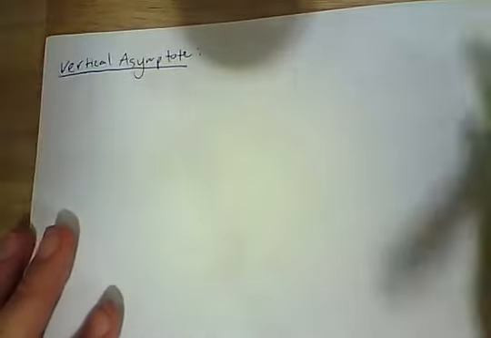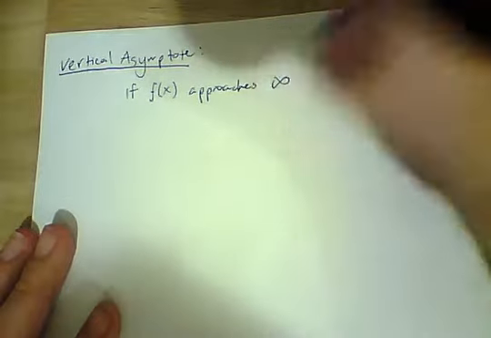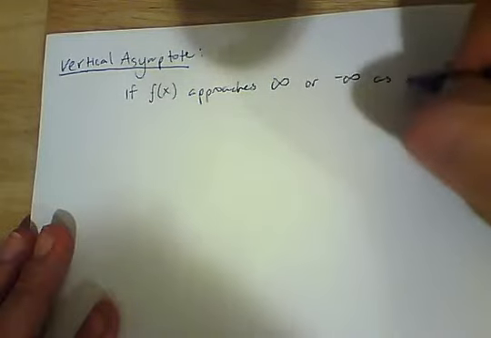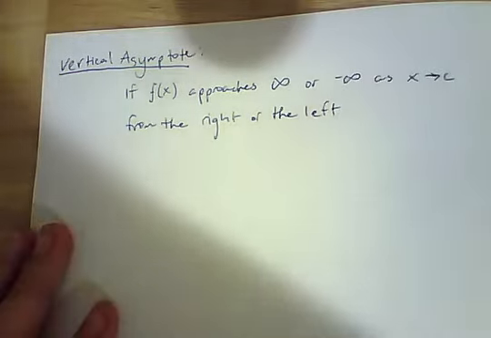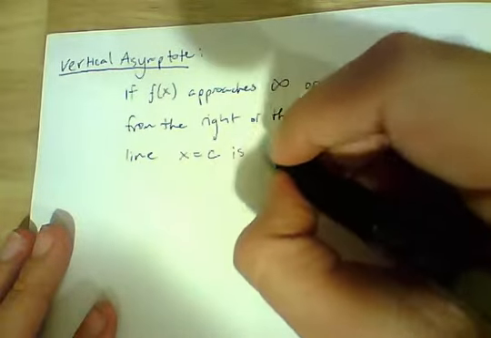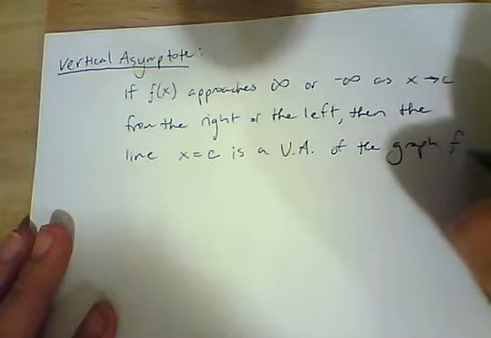Okay. Vertical asymptote. So first let's define it. It's always good to have our formal definitions going. So for example, if f of x approaches infinity or negative infinity as x approaches c from the right or the left, then the line x equals c is a vertical asymptote of the graph of f.